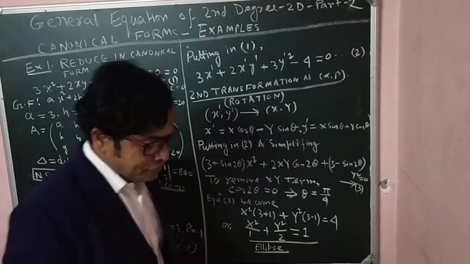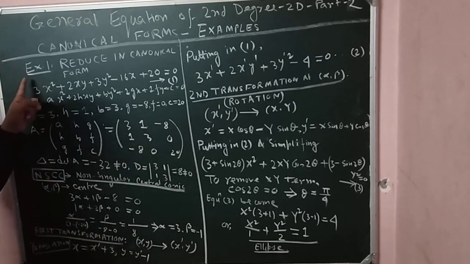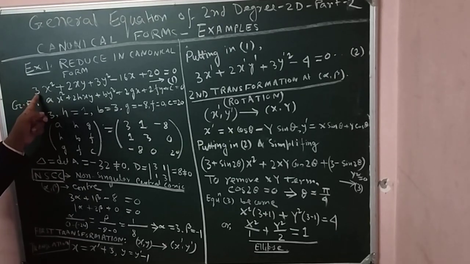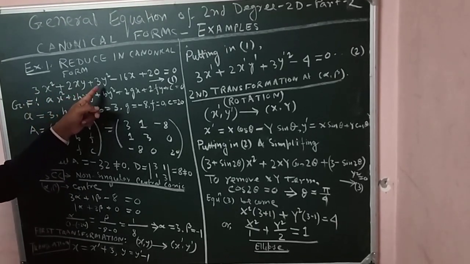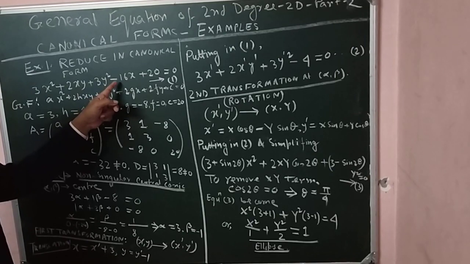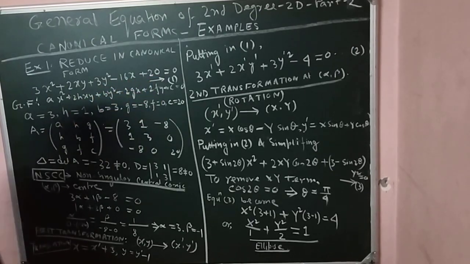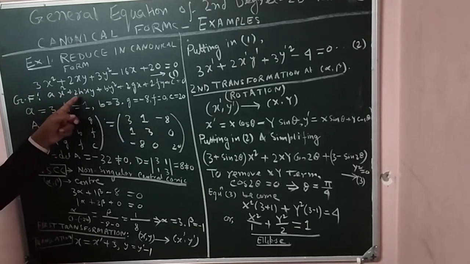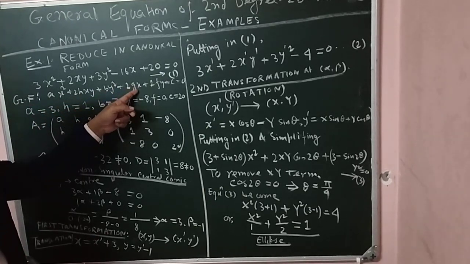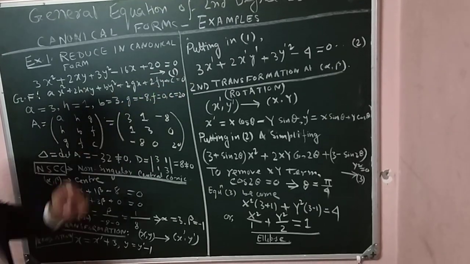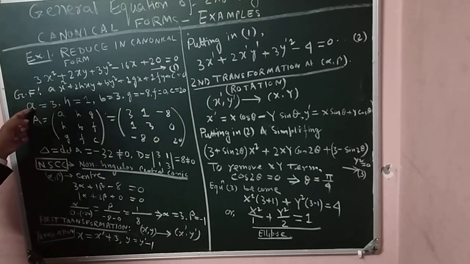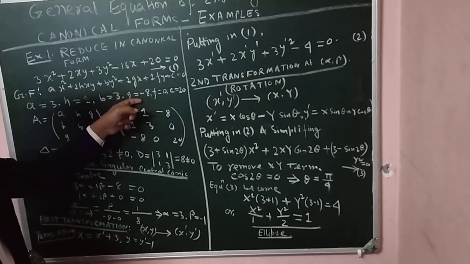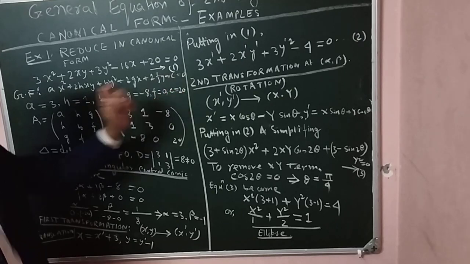Okay. First problem I discuss: reduce to canonical form. The equation is 3x square plus 2xy plus 3y square minus 16x plus 20 equal to 0. Mark it as equation number 1. Its general form is ax square plus 2hxy plus by square plus 2gx plus 2fy plus c equal to 0. So comparing, we get a equal to 3, h equal to 1, b equal to 3, g equal to minus 8, f equal to 0, c equal to 20.